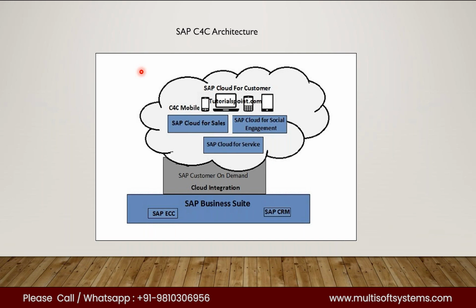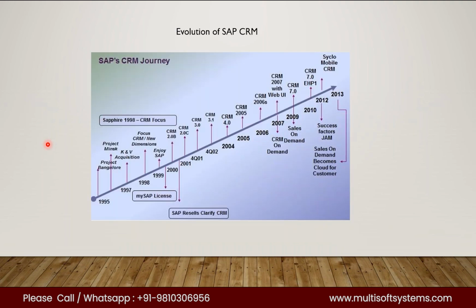What is this cloud? Social engagement is for social media activities. And nowadays, this cloud is integrated with different cloud applications also, like FSM and CPQ. It is integrated with a couple of systems now. Okay, got it. So this is how CRM has evolved.